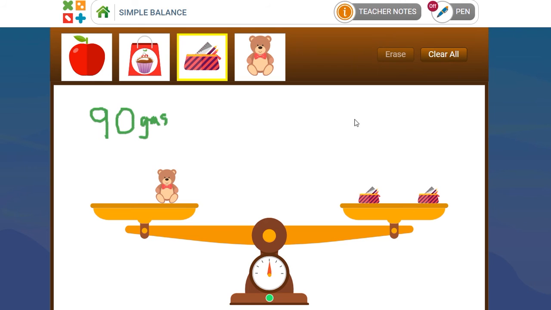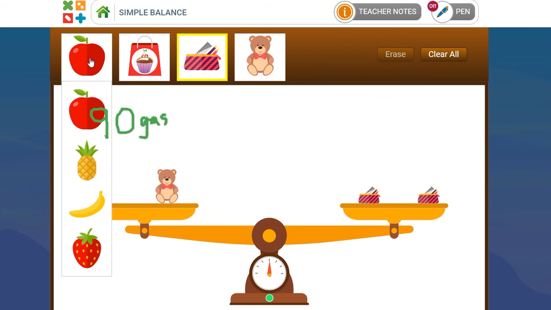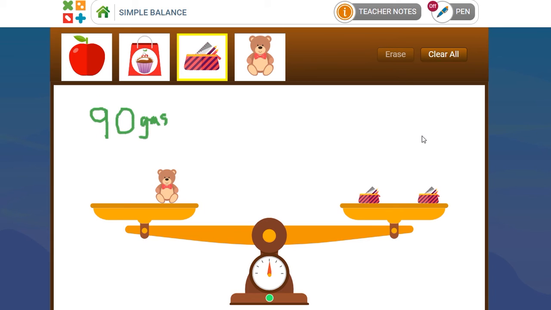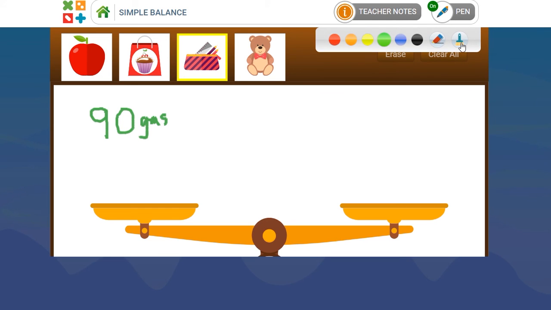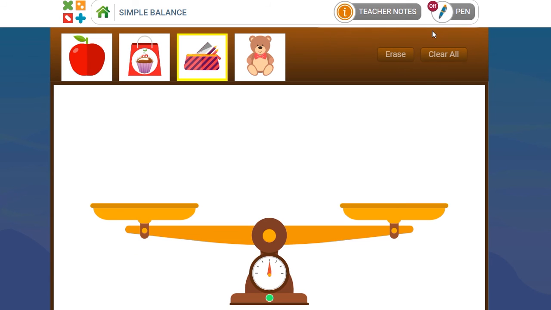Now in the same way, you can assign gram values to other objects and present the children with various problems to solve. They solve them and they write their answers on the dry white marker board and hold it up for you to see. So again, we clear all, and that takes the objects off the screen, and to delete the writing or the text you have to go to the pen tool and get the brush to delete the writing and close the pen tool.